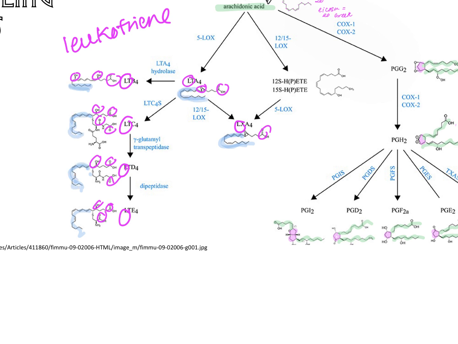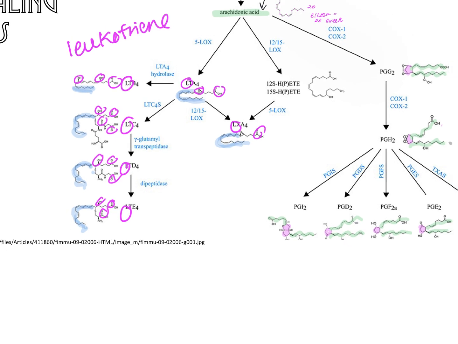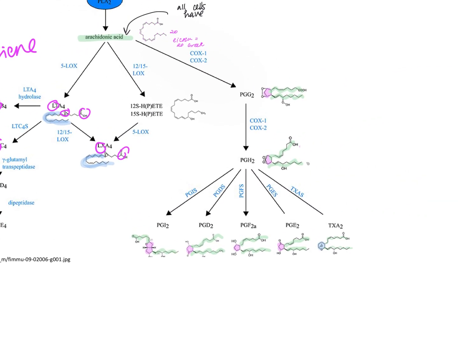So the leukotrienes, no rings. The prostaglandins have a 5-membered ring, and thromboxanes have a 6-membered ring.